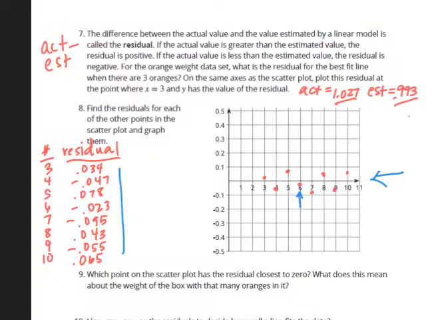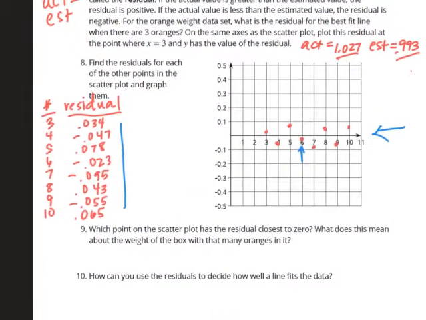All right, let's look at the next question. How can you use the residuals to decide how well a line fits the data? Well, the answer has to do with the farther away the line is from each data point, the less good a fit it is compared to one that's really close to all the data points. So when the residuals are closer to 0, you have a better line of fit.